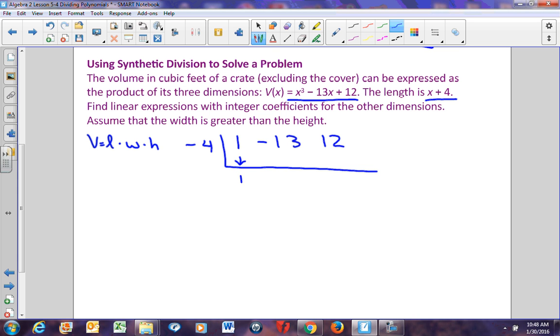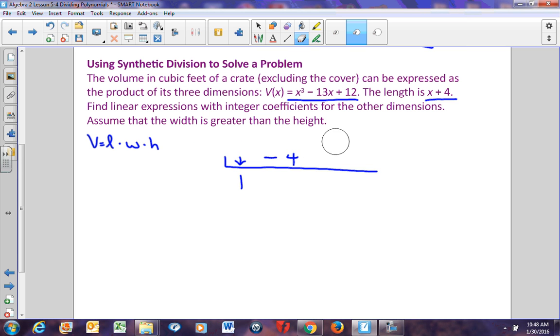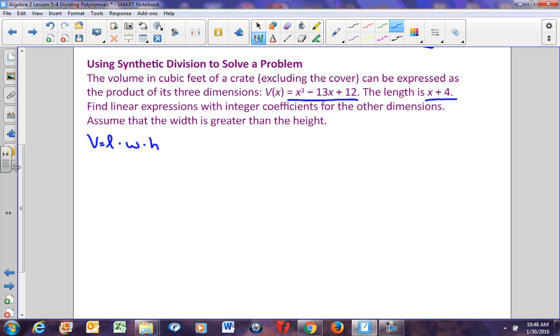Bring my 1 down. 1 times negative 4 is negative 4. Wait a second, I did it again. Silly me. Just pay attention to what I'm doing. There's no x squared term. So negative 4 comes here. 1x to the third, 0x squared, negative 13x, and then 12. That's much better. Bring my 1 down.